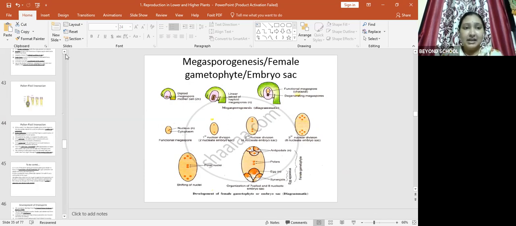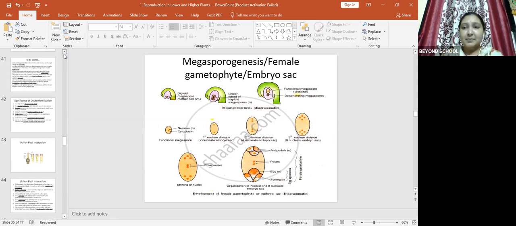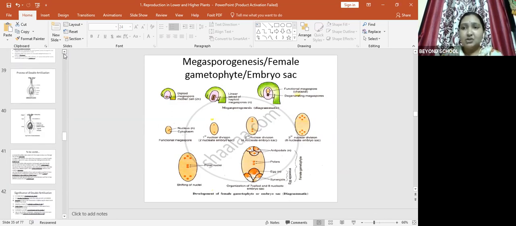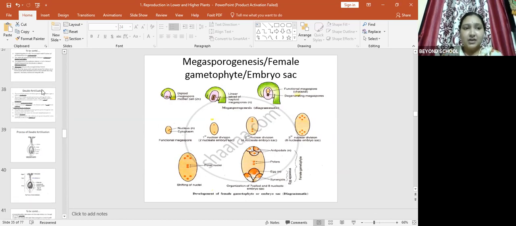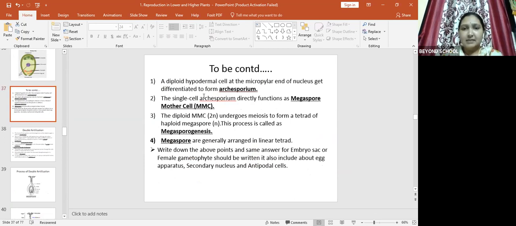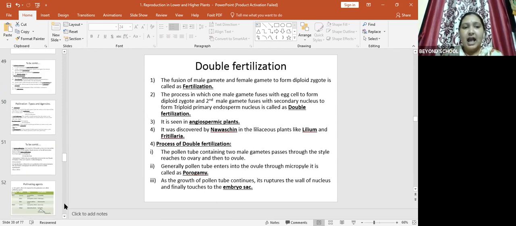Now in the next lecture, most probably we will be completing double fertilization and pollen pistil interaction, and a small part of the embryo sac, that is what is an archisporium and what is a megaspore mother cell. Megasporogenesis you already know, this is easier. Then I'll be telling you about the endosperm and the types of endosperm, and most probably I'll try to complete the pollination activity also.